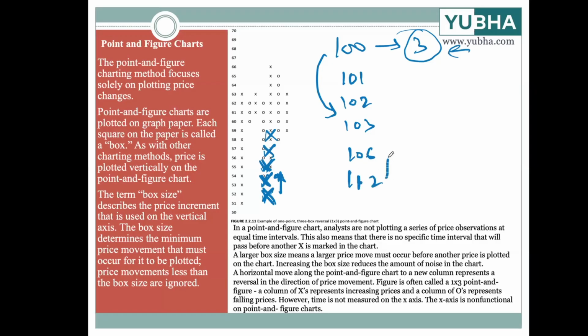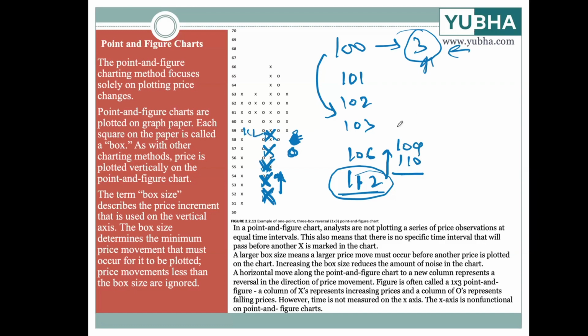Another X, and probably the price has gone to 112. Now, if the price goes from 112 to 110, what happens? Anybody? If the price goes from 112 to 110, what will happen? Nothing will happen, because the change is not more than 3 rupees. As soon as the price goes to 109, you'll have an O that will come up over here. There'll be nothing over here, because this is 112.